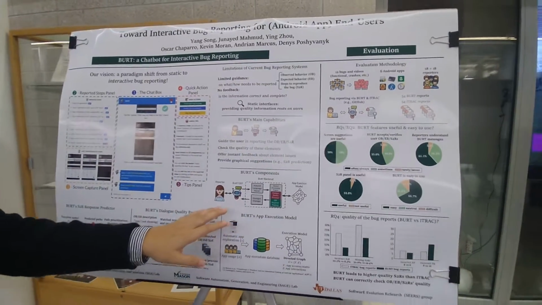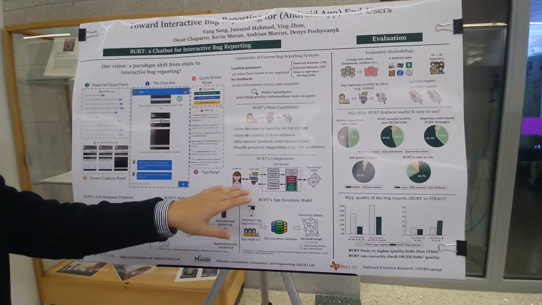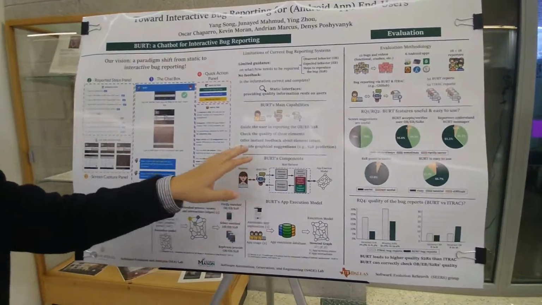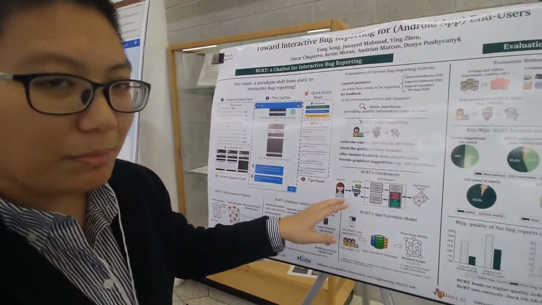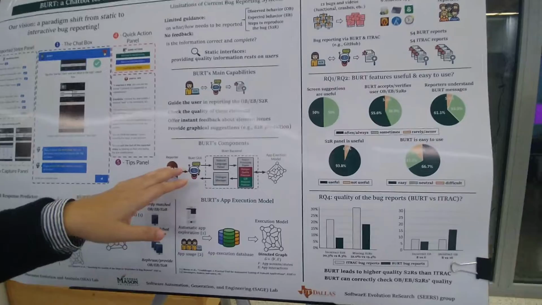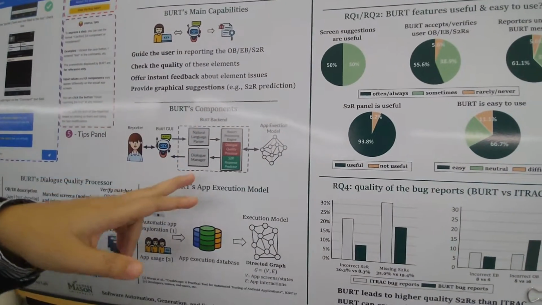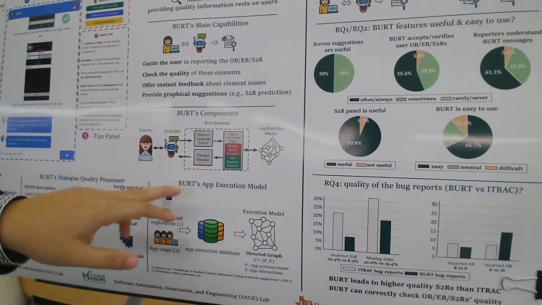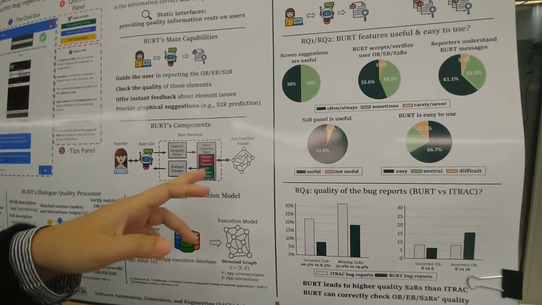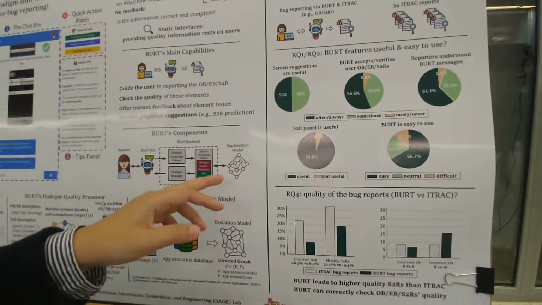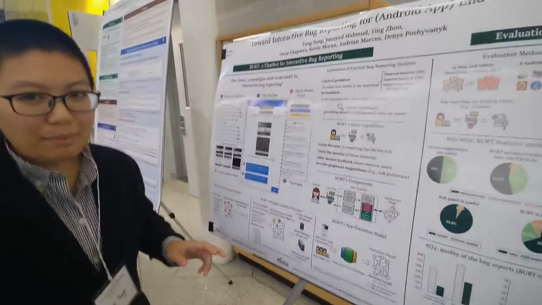It can also provide graphical suggestions, like the next possible step to reproduce. So this is the whole architecture of BURT. It is composed of several modules. Here is the graphical user interface, and the back end also has several components, and these components interact with the execution model.